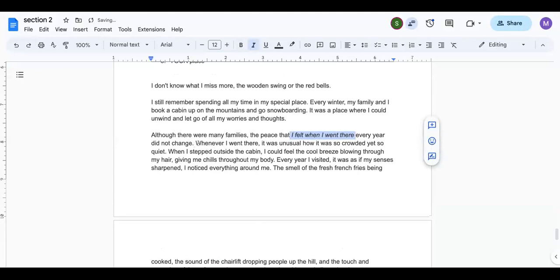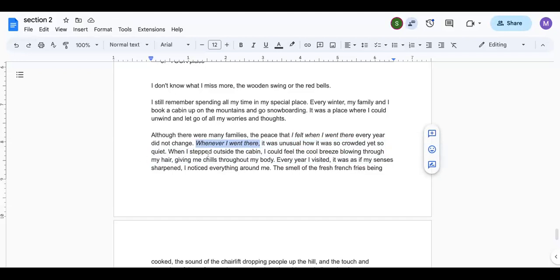Then you're saying whenever I went there again. So this is repetition. Maybe here you can just start your whole sentence like this: it was an unusual, you don't need to mention this part. So you can just say it was unusual how it was so crowded yet so quiet when I stepped outside the cabin.